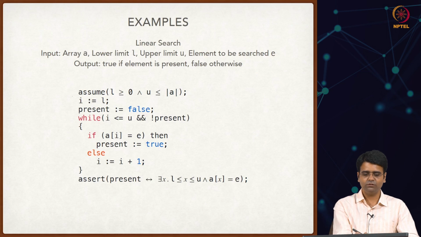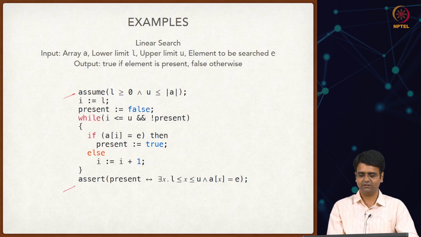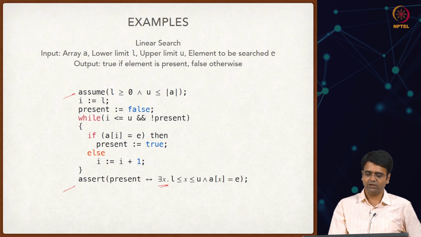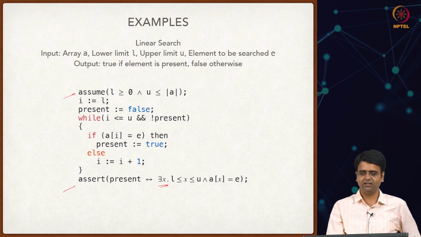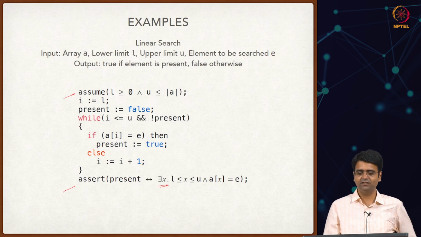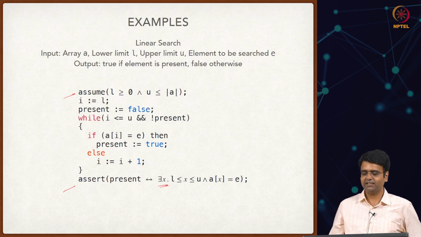So here I have not changed the preconditions. The precondition is the same as it was earlier, but the postcondition has changed. Now I am introducing this existential quantifier here. I am saying that this present variable is true if and only if there exists some x such that x is between L and U, and A accessed at that index x is equal to E.